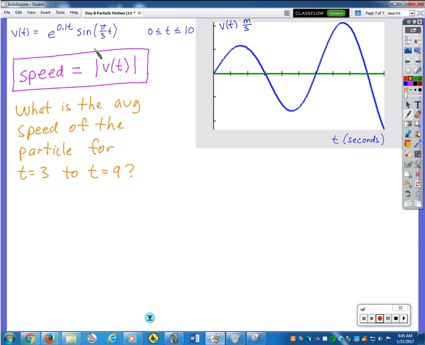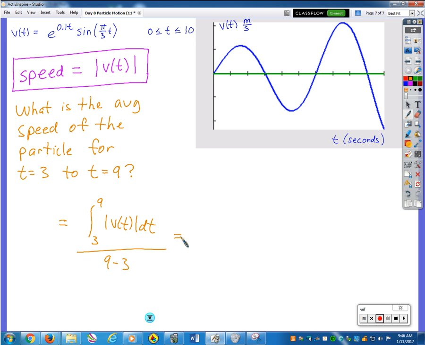Yes, because we've learned that if I want to find the average of some function, I need to integrate that function. So if I'm finding the average value of the speed, I need to integrate the speed. So you integrate it and divide it by 6. Very good. So I integrate the speed. Integrating alone doesn't give me the average, but the integral combined with dividing by the width of the interval, that will give me the average speed.